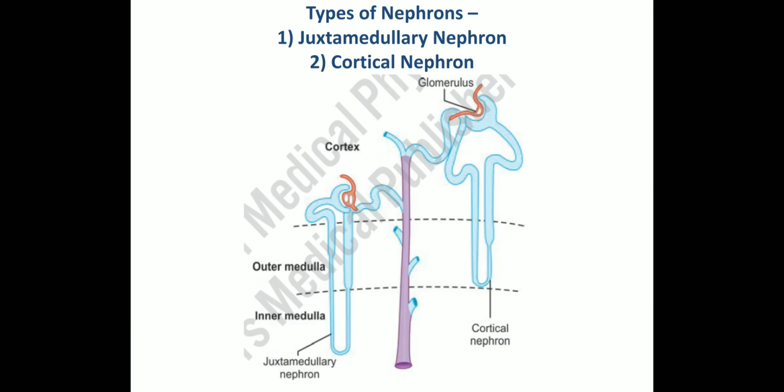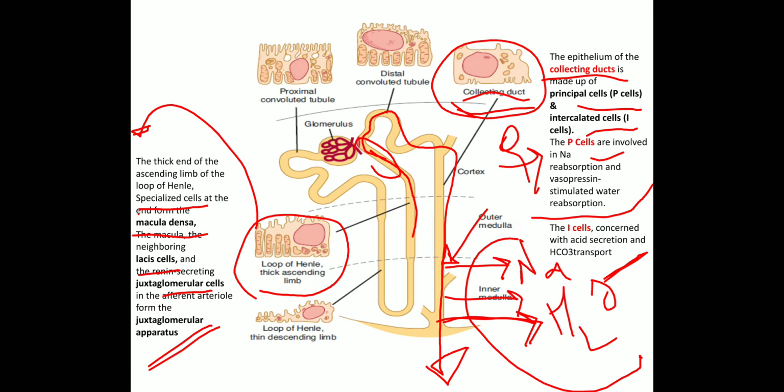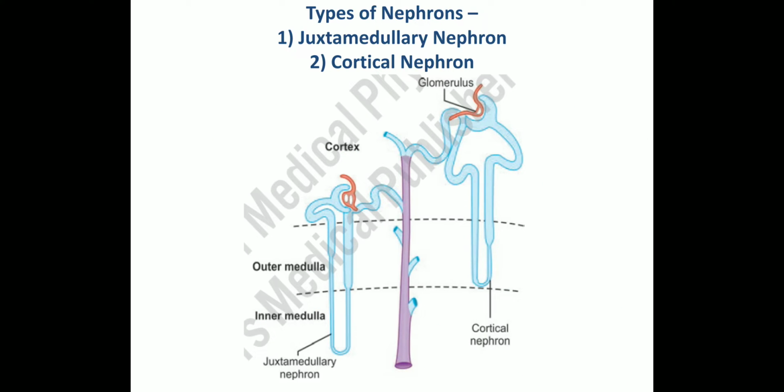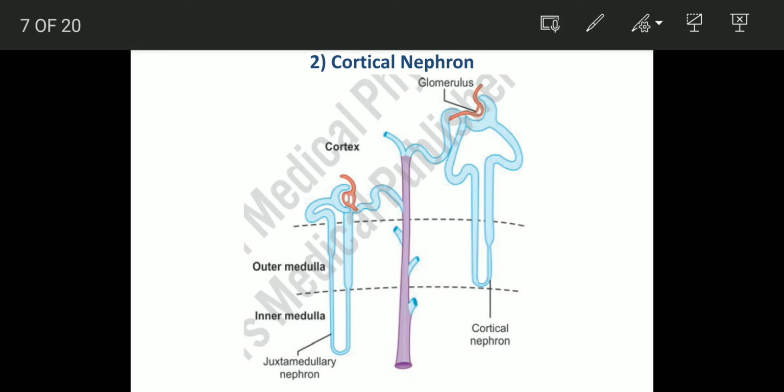Okay, now comes the types of nephrons. One single nephron, which I have taken here, you have seen. There are two types of nephrons. You know that there are 1.3 million nephrons in each kidney, but there are two types. What are these two types? One is the juxtamedullary nephron, and the second is the cortical nephron. I'll be discussing this. Here you can see the juxtamedullary nephron, and here you can see the cortical nephrons.